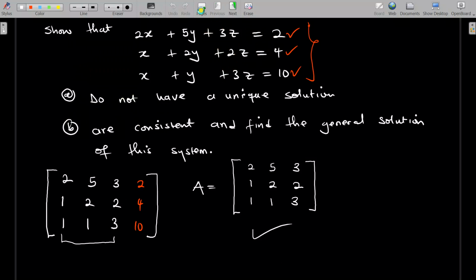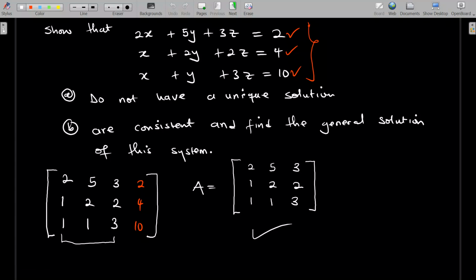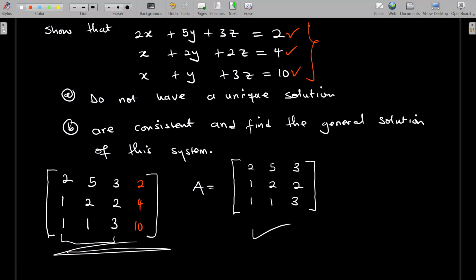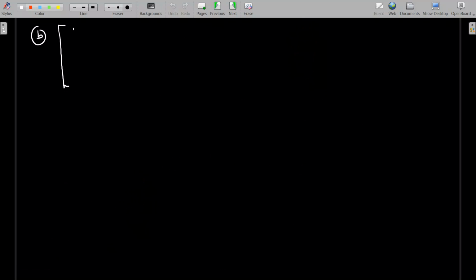Now let's look at part B, which says that if this system is consistent, then we should find the general solution. If it is consistent, I'm going to write my original augmented matrix again, and include these values: 2, 5, 3, 2, 1, 2, 2, 4, and 1, 1, 3, 10. Right, let me see, yeah, I have it. So I'm going to reduce this in one way.